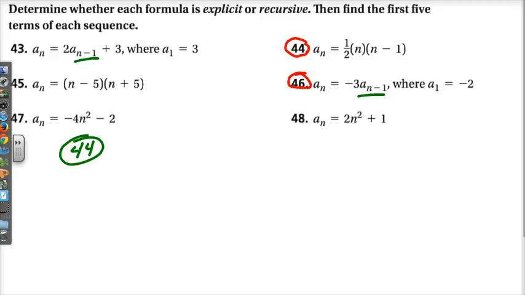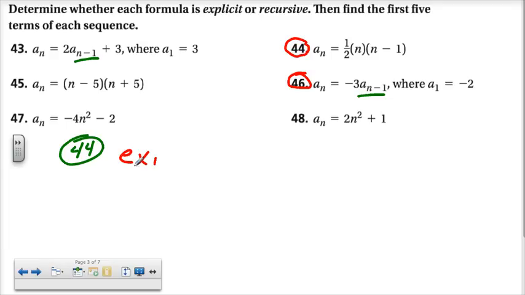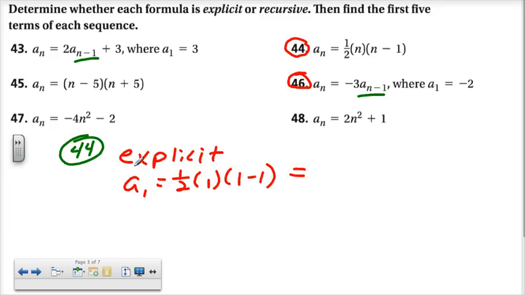So we'll talk about 44. Determine whether it's explicit or recursive. 44 was explicit. We did not see any use of the previous term in there. And then it says find the first 5 terms of each sequence. So for the first term, we're going to have 1/2 times 1 times 1 minus 1. So what we have to do is remember the order of operations and go ahead and do parentheses first. This is going to give us 0, so the whole thing is going to be 0. So when you multiply by 0, we're going to get 0.